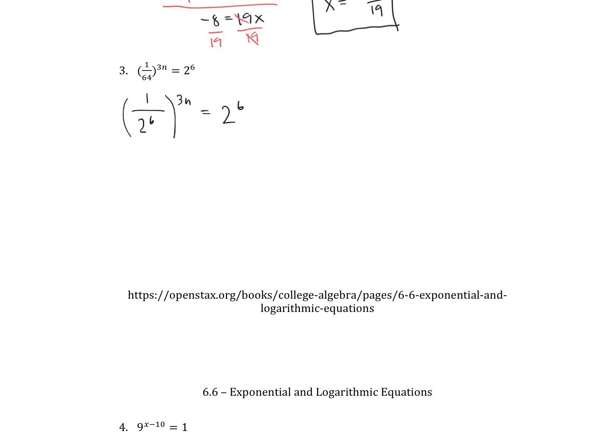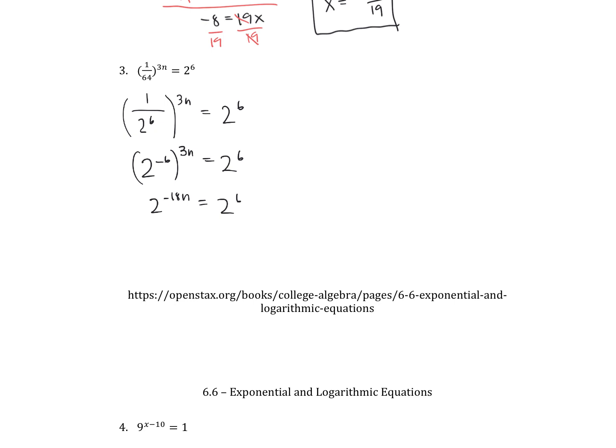Okay, and so now if you remember, if you have a positive exponent, you can change it to a negative by flipping it over the fraction bar. Usually you try to make it positive, but in this case, since we want the base to be 2, I need to make this 1/2 into a 2. And to do that, you just change the sign on the exponent. So this 1 over 2 to the 6 is the same as 2 to the negative 6. Okay, so then we have that. Again, we can multiply our exponents, so that would be 2 to the negative 18n is equal to 2 to the 6th.